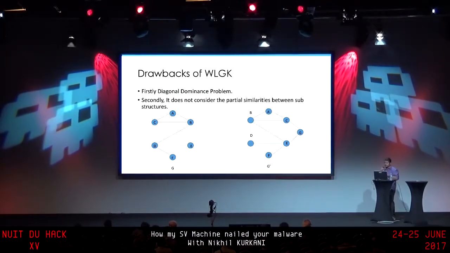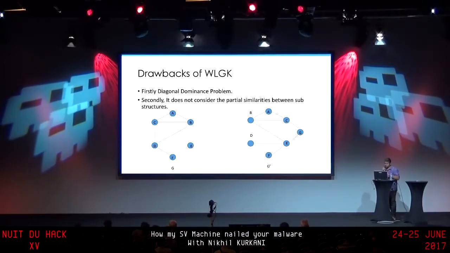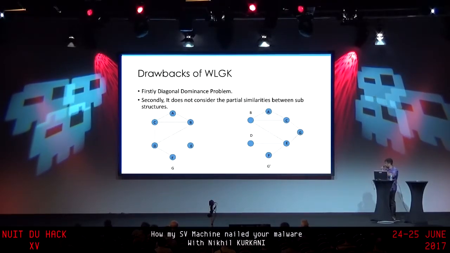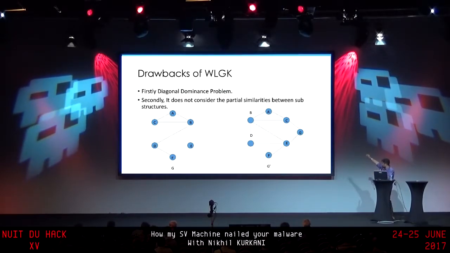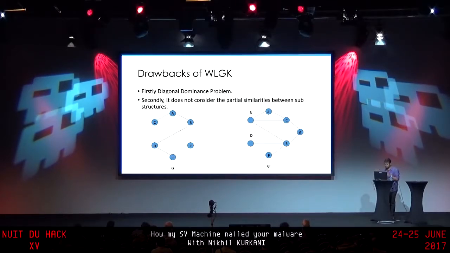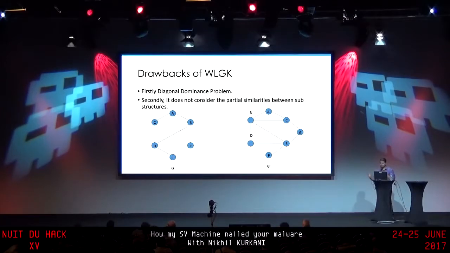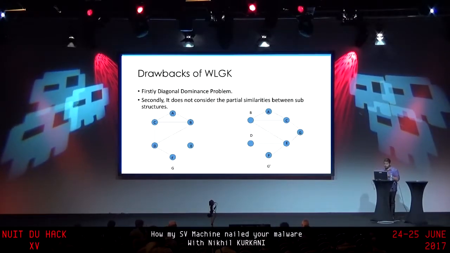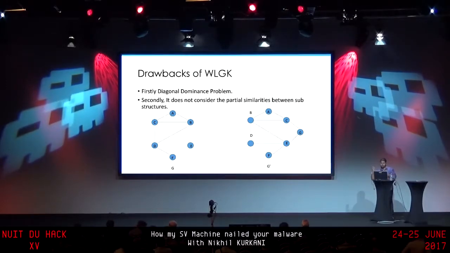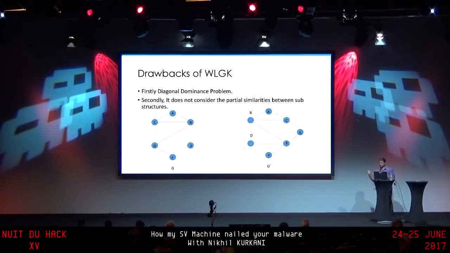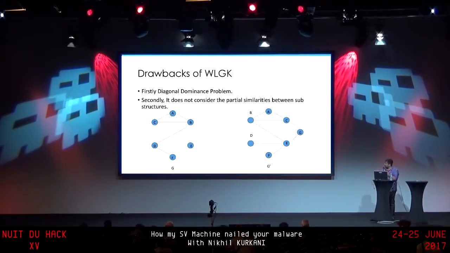Secondly, it does not consider the partial similarities between substructures. For example, let's take these two graphs, G and G prime. We see that they only differ by a single node. But this graph kernel is not going to consider it because of this minute difference. Our intuition would say that considering this would add value to how reliable this graph kernel would be, but no, it's not going to consider that. So this is one of the major problems.